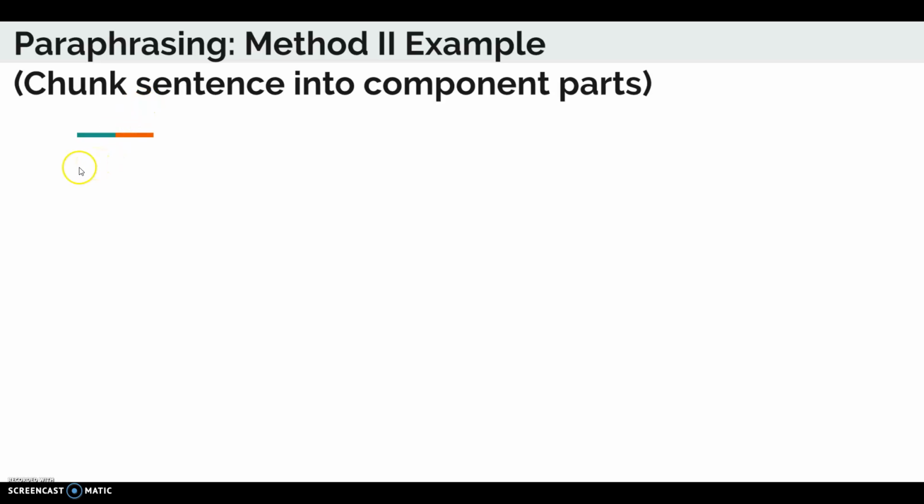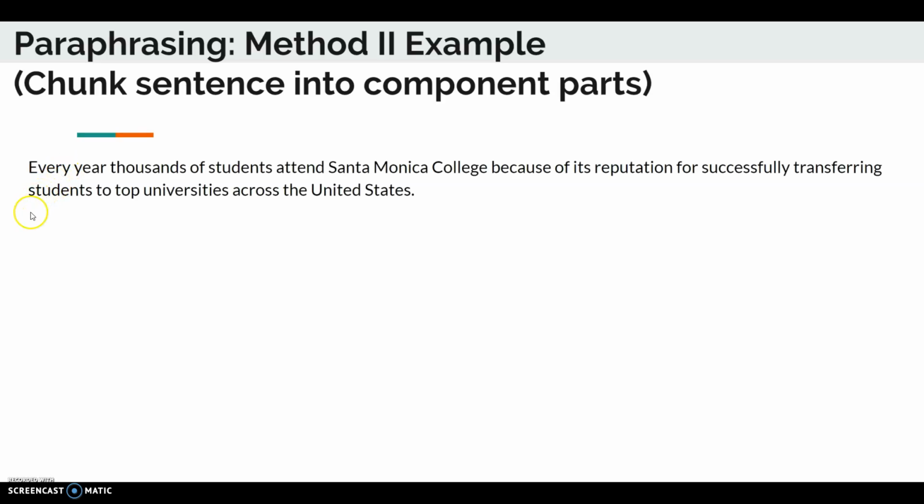So for paraphrasing method 2, we'll start with looking at our original sentence. Every year, thousands of students attend Santa Monica College because of its reputation for successfully transferring students to top universities across the United States. So this is the sentence we're going to start with. We're going to paraphrase this sentence. First thing we want to do is chunk the sentence into component parts.